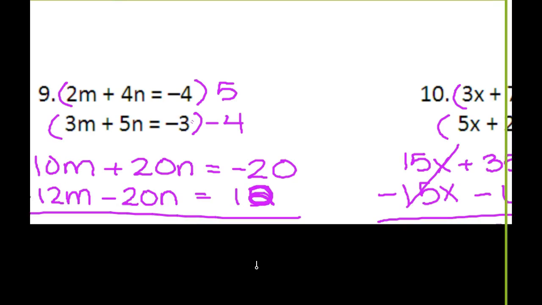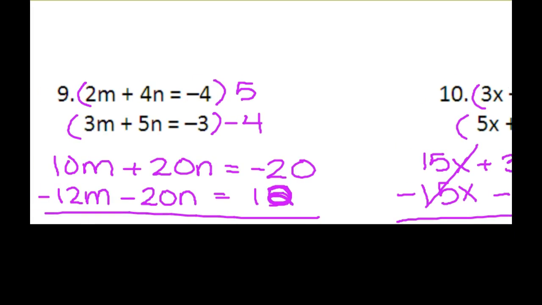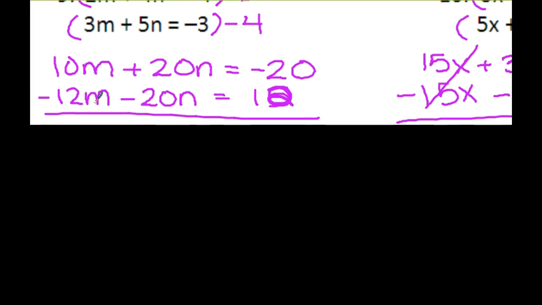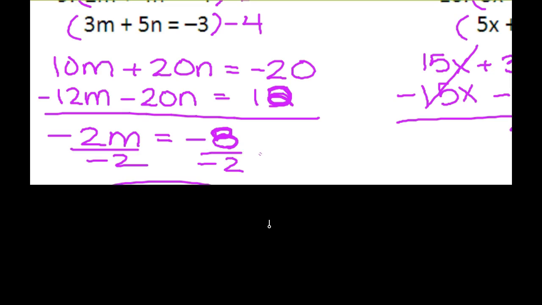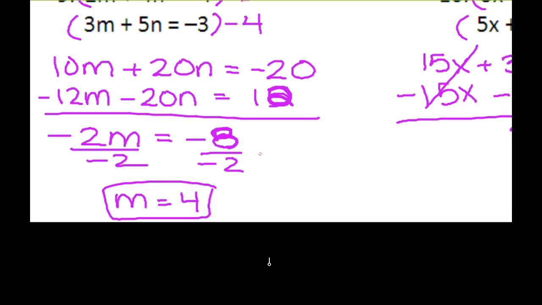So when you distribute both of those in, you get 10m plus 20n minus 20 and negative 12m minus 20n equals 12. So combining like terms gives you negative 2m equals negative 8. Dividing by negative 2 gives m equals 4.